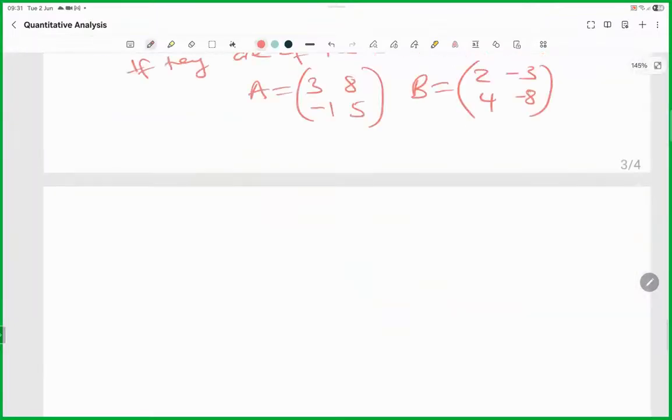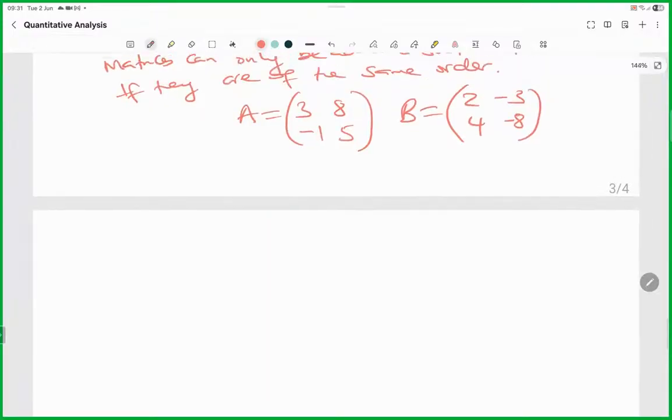How will this A plus B look like? Now, my very good students, please listen to me very well. What is going to happen here is that this element corresponds to this. Same position elements will be added. So we have here 3 plus 2, that gives me 5.